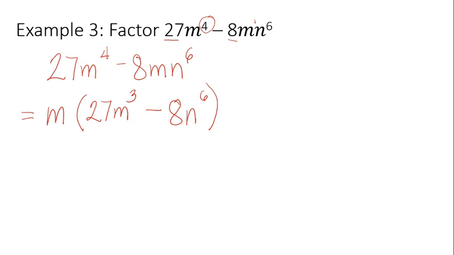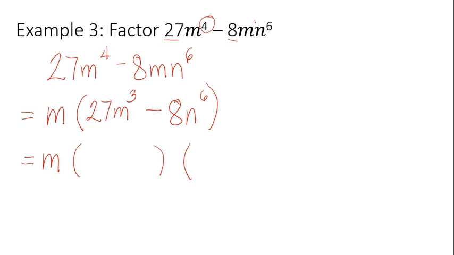Now, let's see if the other factor can be factored by the difference of two cubes. 27 and 8, again, they are both perfect cubes. The exponents 3 and 6 are multiples of 3, and the sign between the two terms is minus, meaning this is now a difference of two cubes. Now we can factor it.